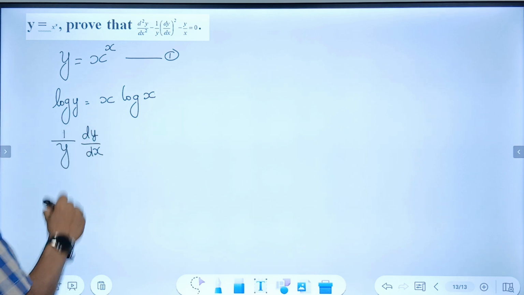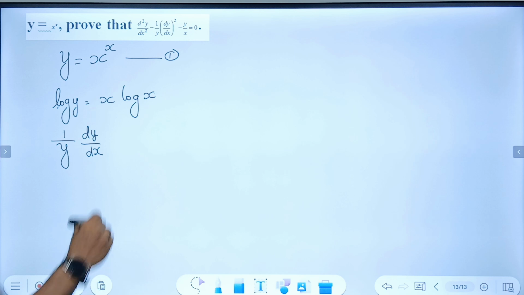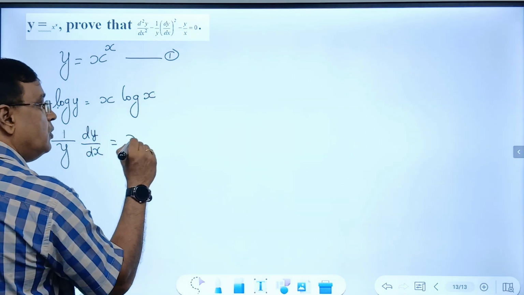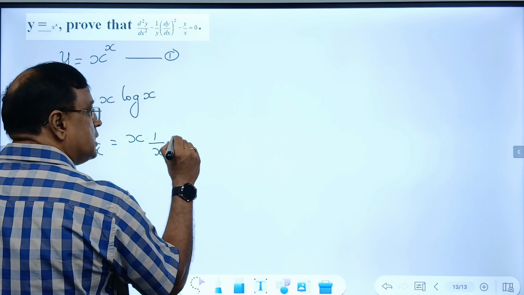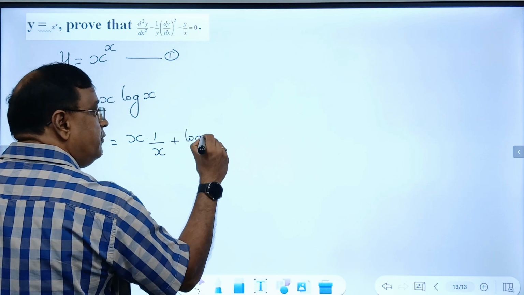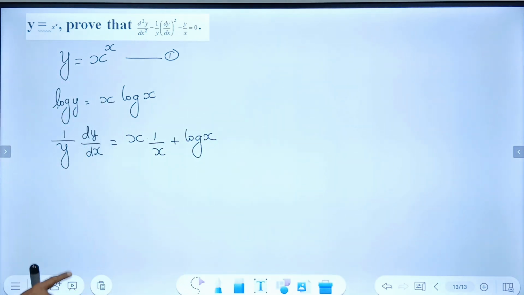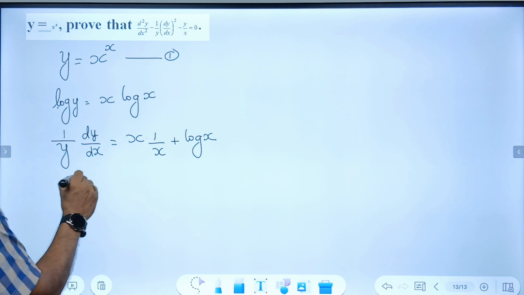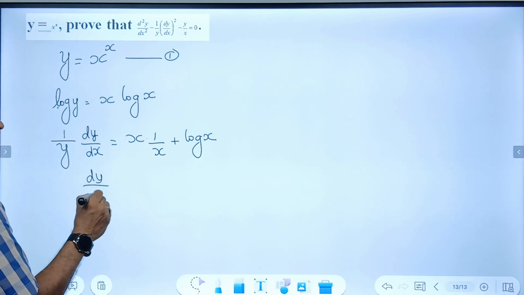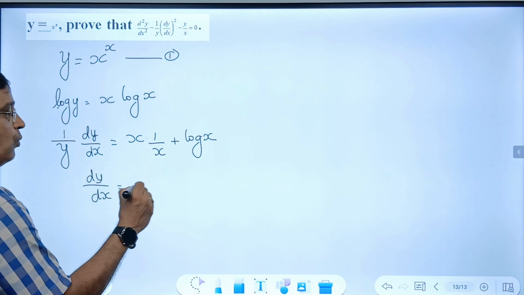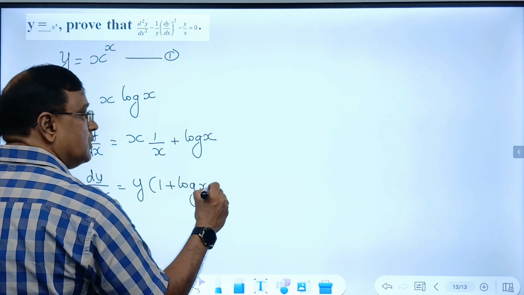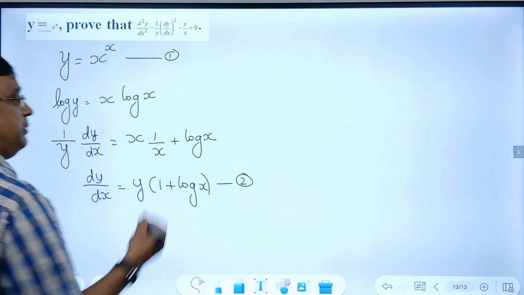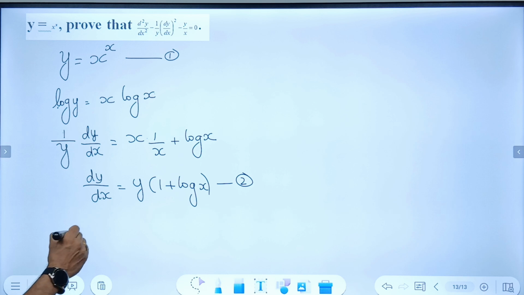So first I differentiate log, then I differentiate y. Now here I use product rule. u into 1 by x. Already we have done this under logarithmic. And then v into differentiation of x is 1. So now what is dy by dx? dy by dx will be y into 1 plus log x. Just I'll keep this as 2. I may require. Again I differentiate.